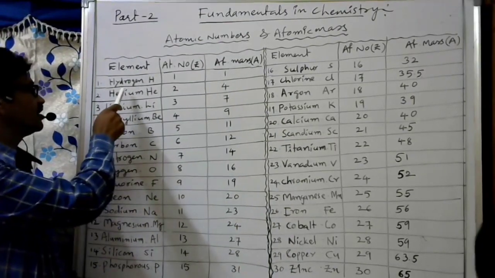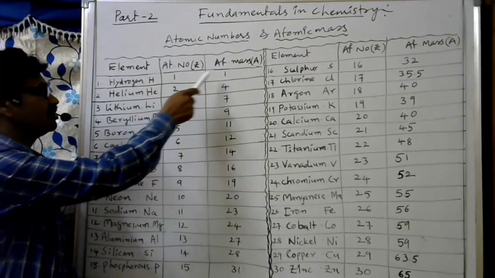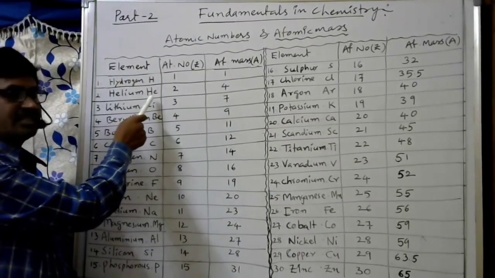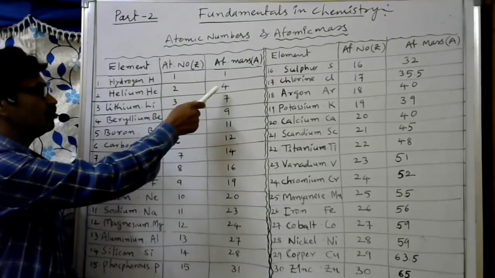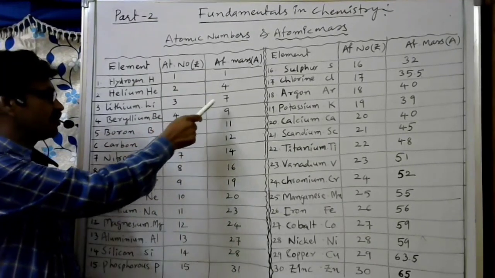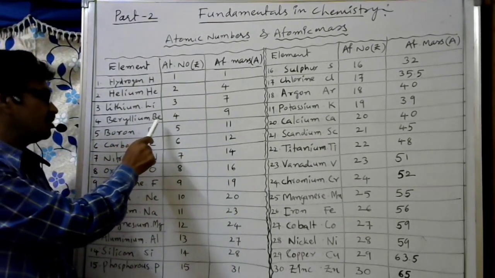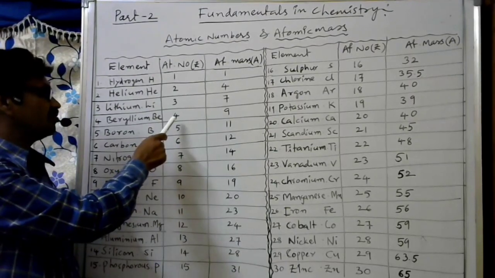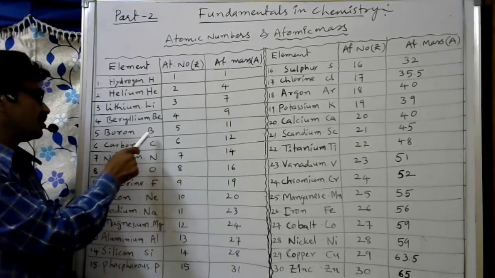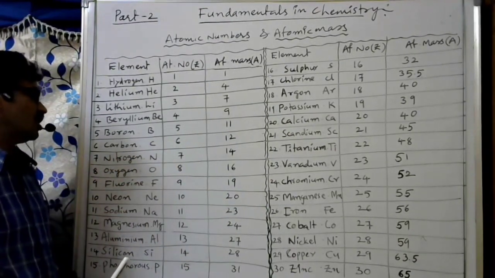Atomic number 1 is hydrogen, represented with H. Atomic number 1, mass number is also 1. Then helium, He, atomic number 2, mass number 4. Then lithium, atomic number 3, mass number 7. Beryllium, symbol Be, atomic number 4 and mass number 9. Boron, B, atomic number 5, mass number 11.